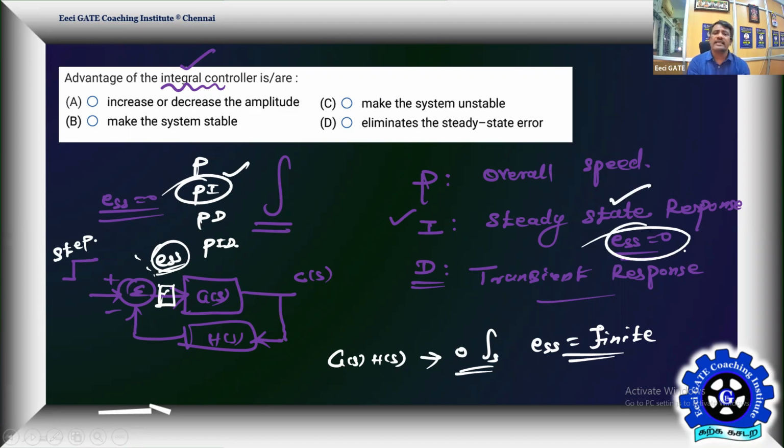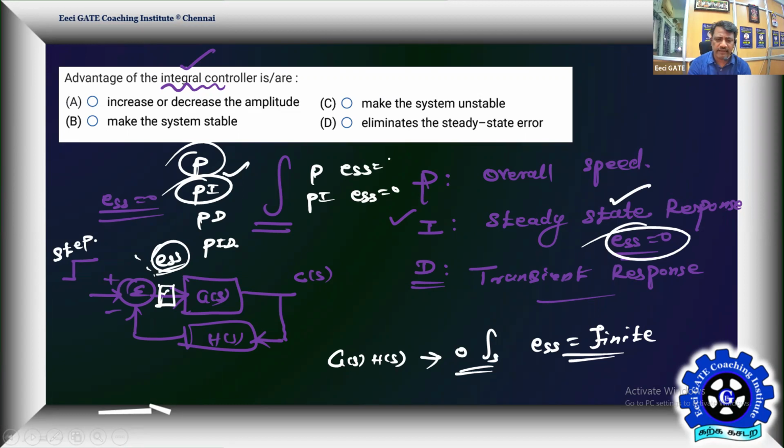So the point is, if integral action is not there, only proportional alone is there. Assume it's a type 0 system with only a proportional controller. You can reduce the error, but you can't completely eliminate it. If you want to eliminate the error, then you have to use integral action along with the proportional. So instead of P resulting in finite steady state error, use PI, and the error will become 0.